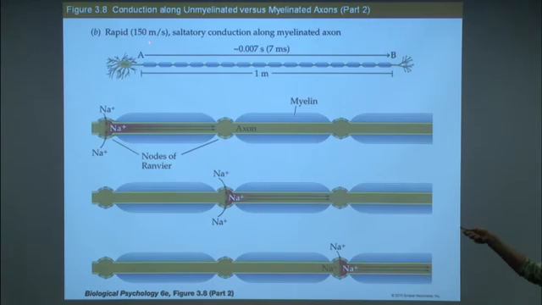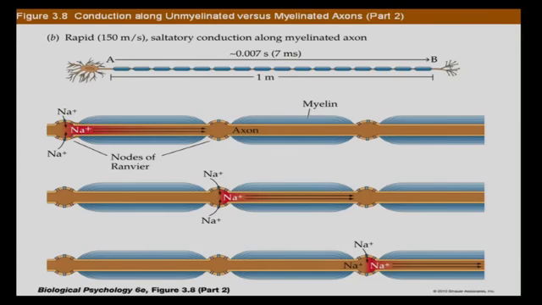And here you can see the difference in conduction speed. In a rapid conduction down a myelinated axon, you get conduction velocities of 150 meters per second. That is fast. Now think about fast things that we do.